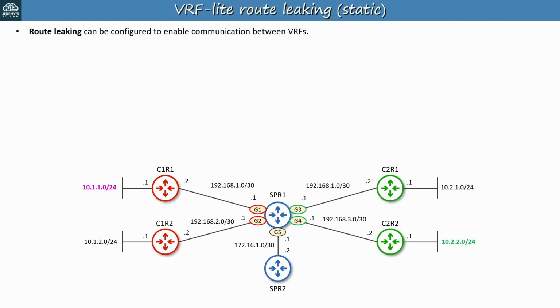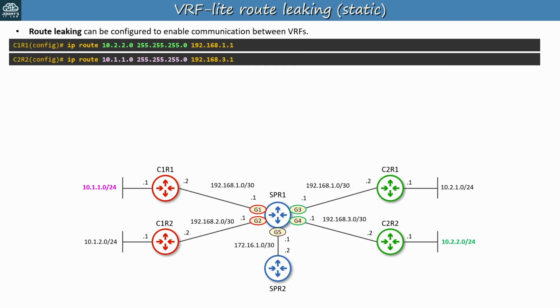Let's say that customer 1 and customer 2 want to enable communication between these two subnets, 10.1.1.0/24 connected to C1R1 and 10.2.2.0/24 connected to C2R2. Before configuring any route leaking on SPR1, we need to make sure that C1R1 and C2R2 have routes to each other's LANs. On C1R1, I configured a route to C2R2's LAN, and on C2R2, I configured a route to C1R1's LAN. You could just use default routes, but I configured specific routes in this example.